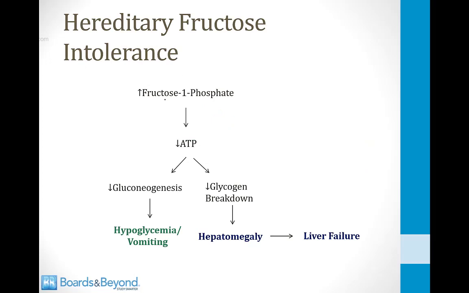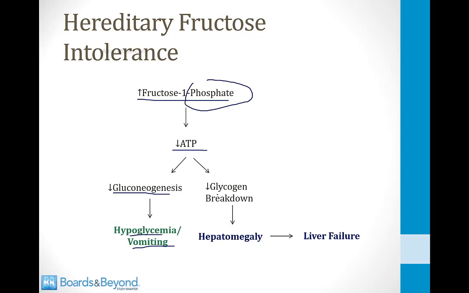Here's how the clinical features of hereditary fructose intolerance develop. First of all, you have a buildup in hepatocytes of the metabolite fructose 1-phosphate. This leads to a depletion in the pool of available ATP because all the phosphate is bound up in fructose 1-phosphate. With less ATP available, gluconeogenesis cannot be performed normally, and as a result, affected children can develop hypoglycemia and vomiting, especially after meals where they consume fructose.